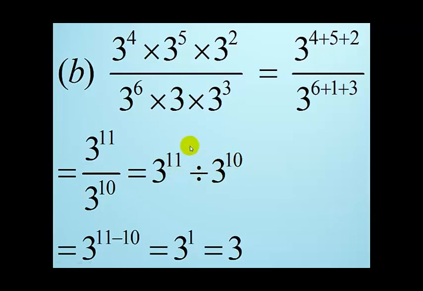Now these numbers are of the same basis, but they are dividing, and therefore according to the second law of indices, when you keep one of the basis constant, you subtract the exponent. And so we have 3 raised to the power 11 minus 10, because the numbers are of the same basis and they are dividing. Now when you subtract 10 from 11, the result is 1. So 3 raised to the power 1 is equal to 3.